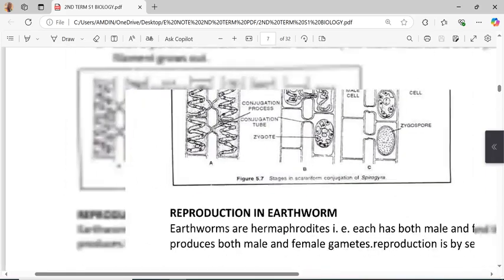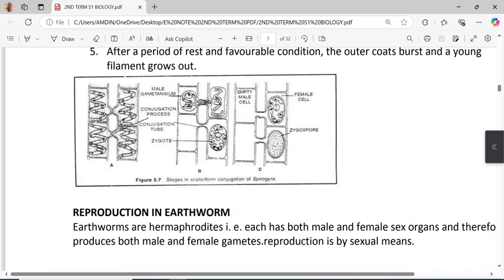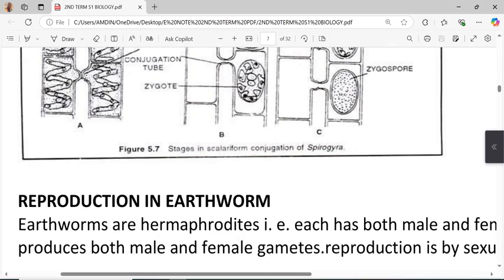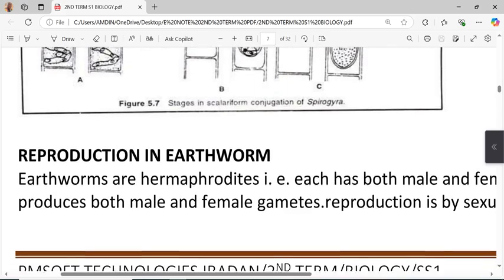You can pause the video to look at the diagram very well. You can even draw the diagram in your notebook to use for revision.